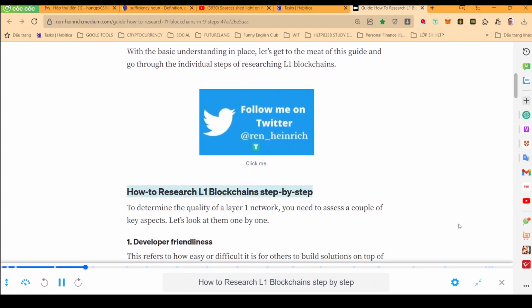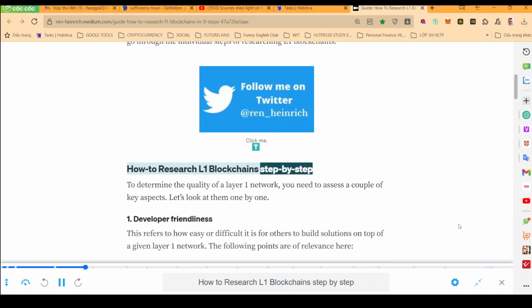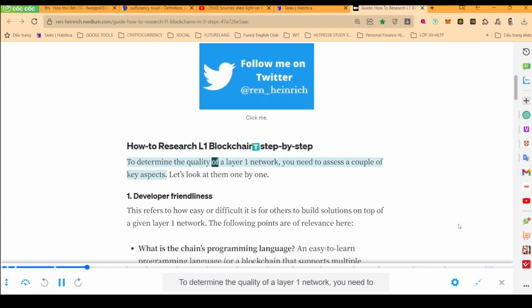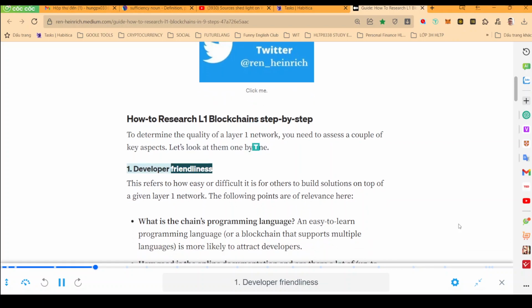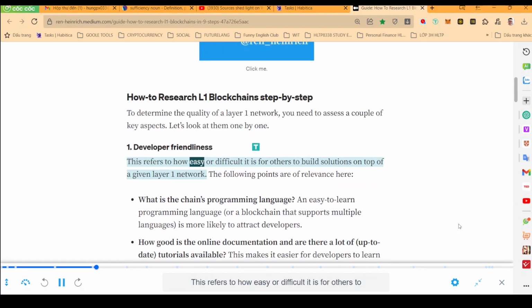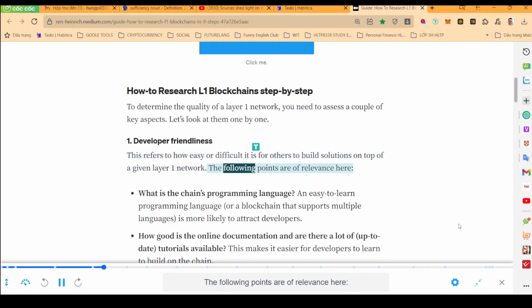How to research L1 blockchains step by step. To determine the quality of a Layer 1 network, you need to assess a couple of key aspects. Let's look at them one by one. 1. Developer friendliness. This refers to how easy or difficult it is for others to build solutions on top of a given Layer 1 network. The following points are of relevance here.